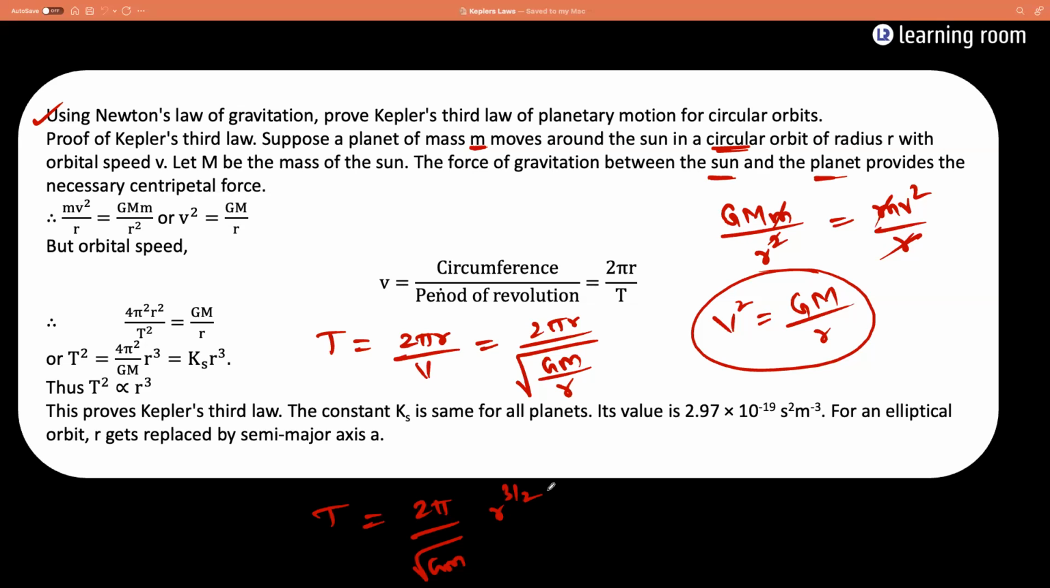Because this r is there, here root r will go to the numerator, r into root r is going to be r power 3 by 2. Square on both the sides, what will you get? Which implies T square is equal to 4π square by G square M square into r cube. So T square is directly proportional to r cube. That is what Kepler's third law speaks.